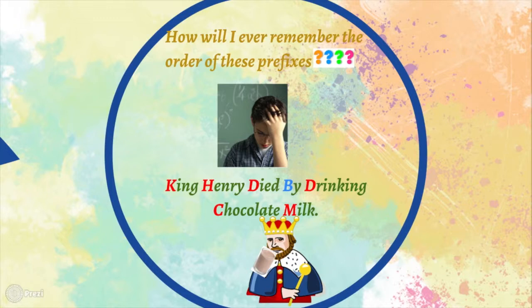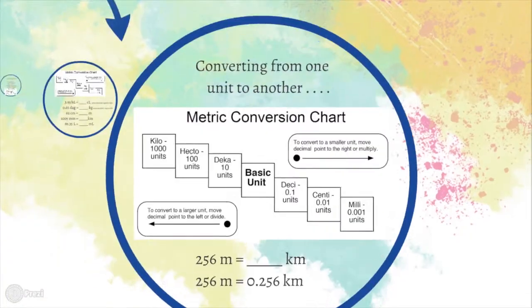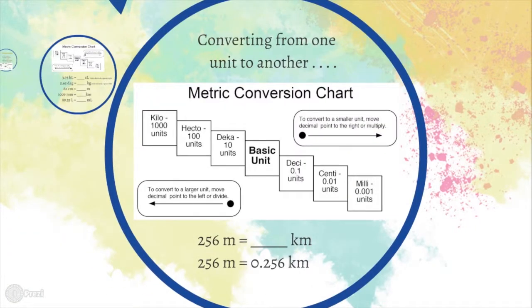We're going to memorize these 6 prefixes. So here's a little saying which can help you remember the order. King Henry died by drinking chocolate milk. The K in king is for kilo, H for hecto, D for deca, B for the base, D for deci, C for centi, and M for milli. Converting between units will be much simpler when you have this order memorized. If you look at the chart, you'll notice that the prefixes are placed in order from largest to smallest. King Henry died by drinking chocolate milk.